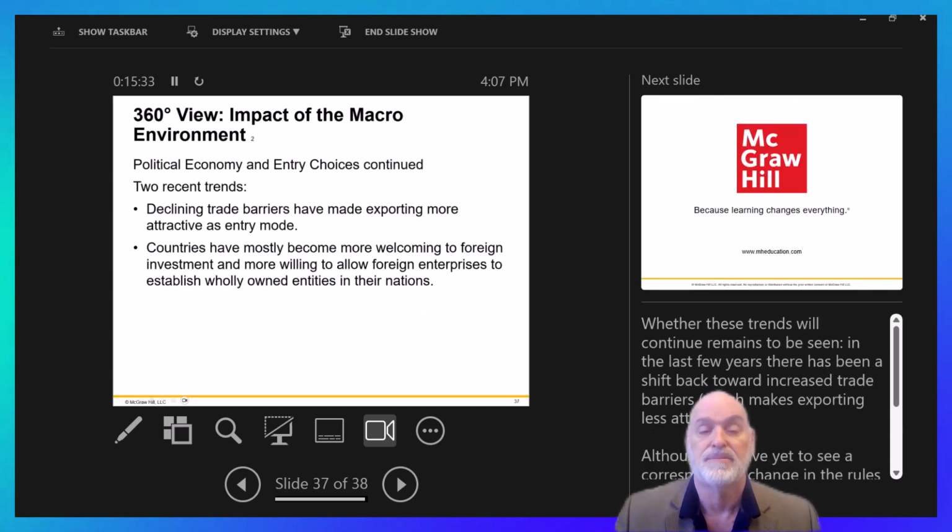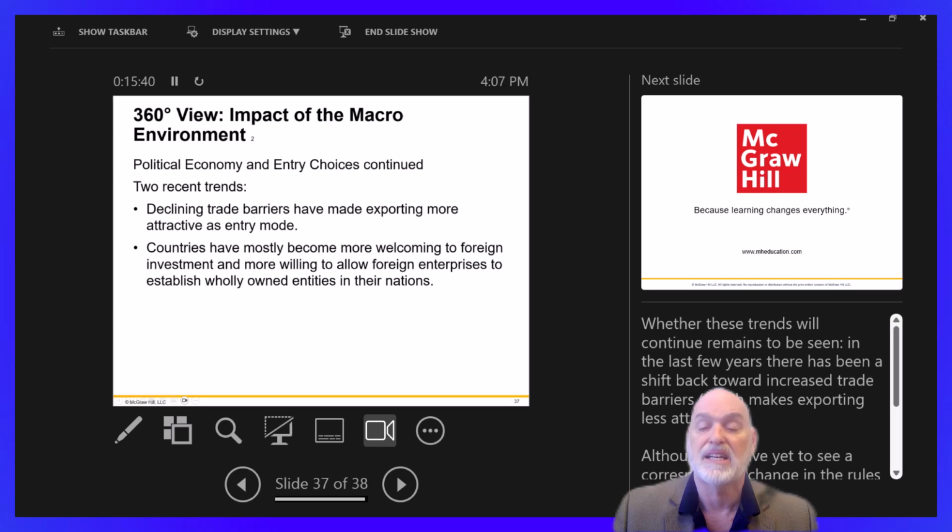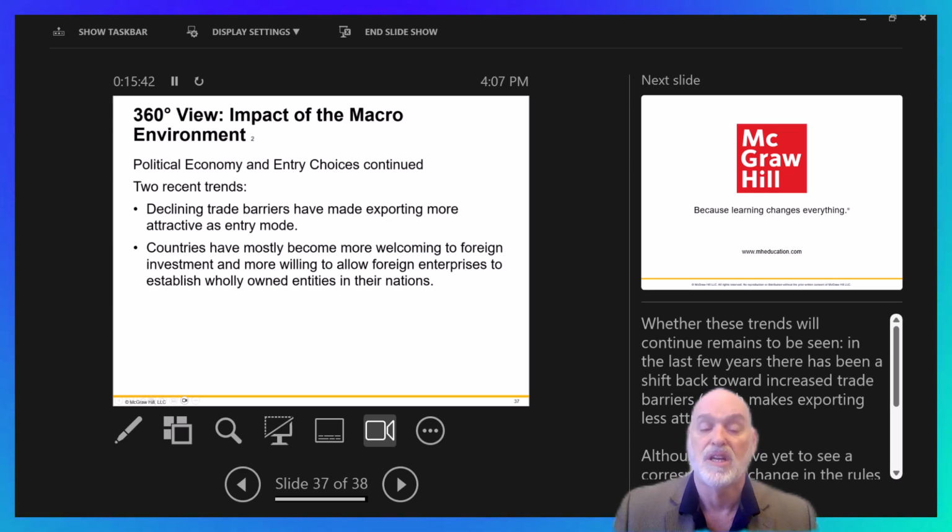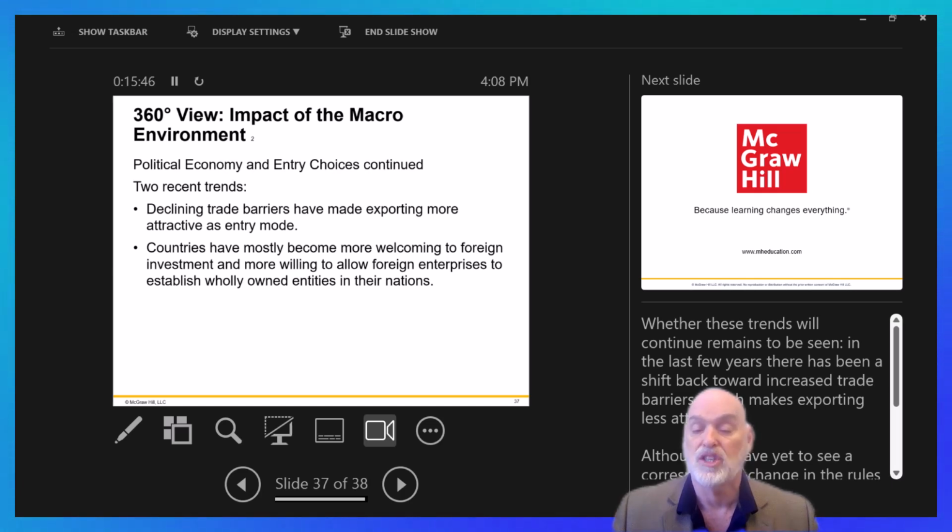Example, India. Political economy and entry choices continue to reflect recent trends. Declining trade barriers have made exporting more attractive as an entry mode. Countries have mostly become more welcoming to foreign investment and more willing to allow foreign enterprises to establish wholly owned entities in their nations.